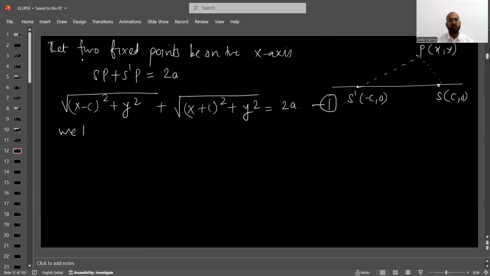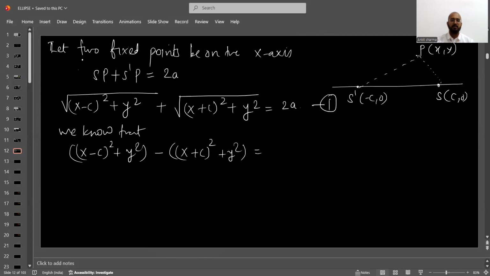If we make use of some algebra, consider (x minus c) square plus y square, minus (x plus c) square plus y square. I'm going to get here minus 4cx, because y square and y square ultimately get cancelled. So I'm calling this equation 2.